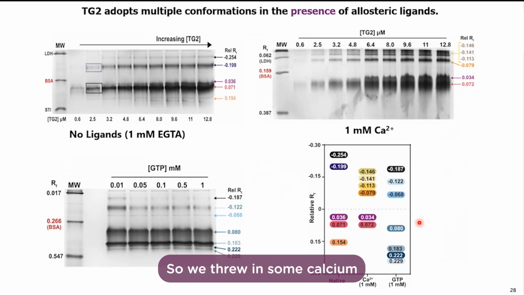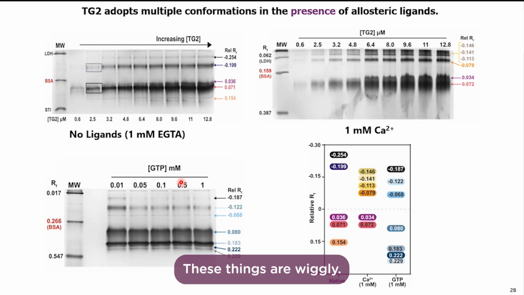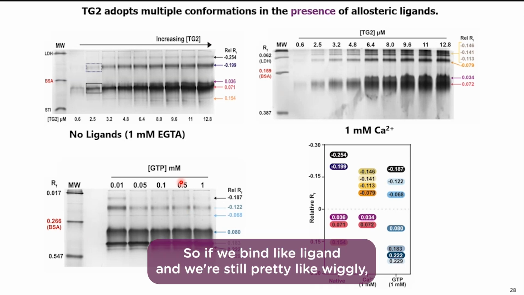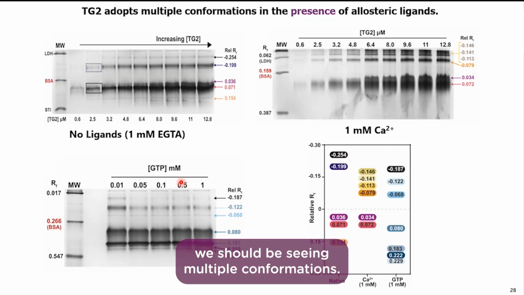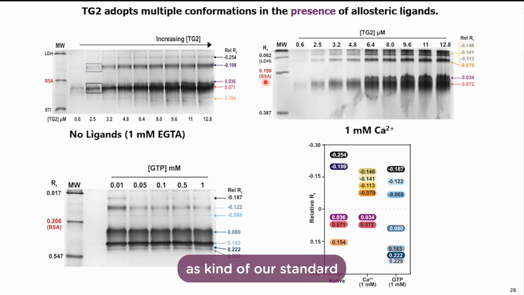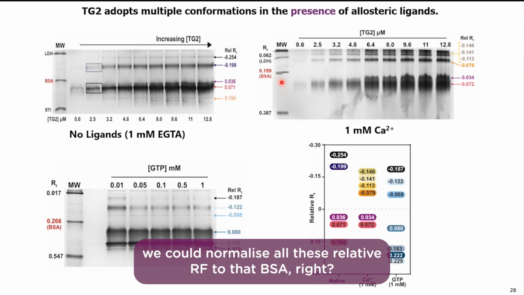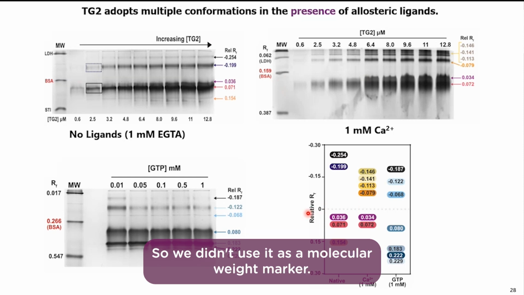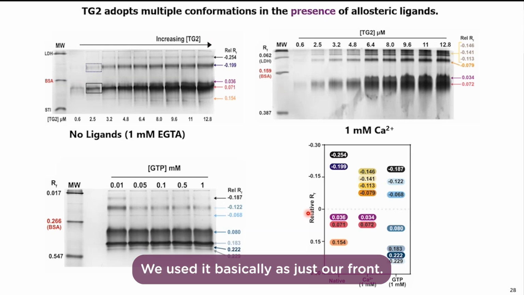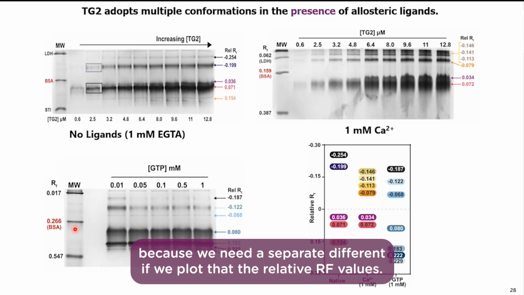So we threw in some calcium, again, very TG2, and then we threw in some GTP. If these things are wiggly still, if we bind ligand and we're still pretty wiggly, we should be seeing multiple conformations come up. One of the things we realized we could do is use BSA as our standard for how far down on a gel it would go, our RF standard, and normalize all these relative RFs to that BSA. So we didn't use it as a molecular weight marker. We used it basically as just our front. So we could take every peak for every band on all of these different gels and normalize it to where the BSA ran, for how long it ran.